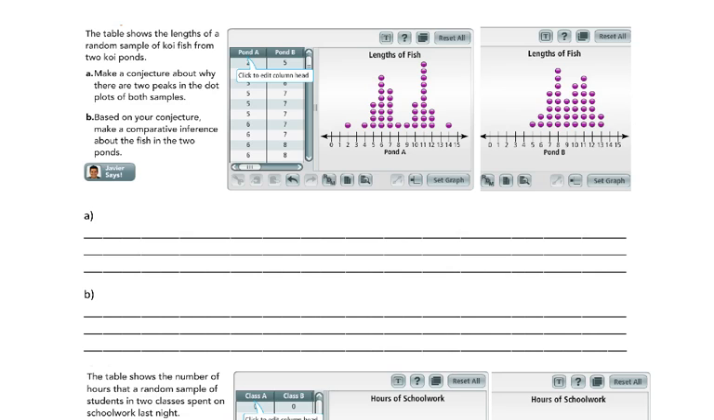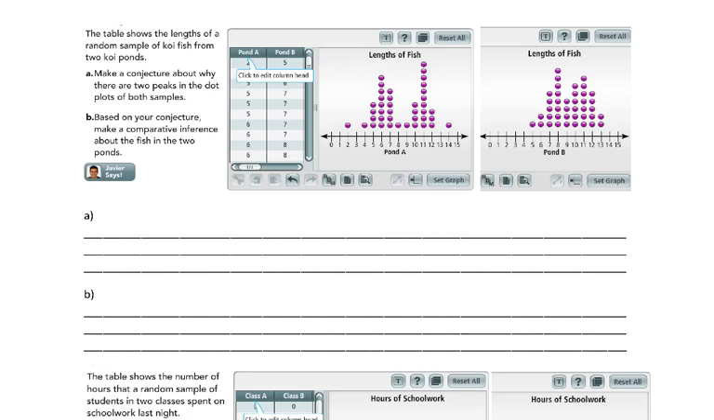So here, I'm going to ask that you take a look at the data given and make a conjecture about why there are two peaks in the dot plots of both samples. We're talking about lengths of fish in two different ponds, pond A and pond B. And based on your conjecture, you're going to make a comparative inference about the fish in the two ponds.